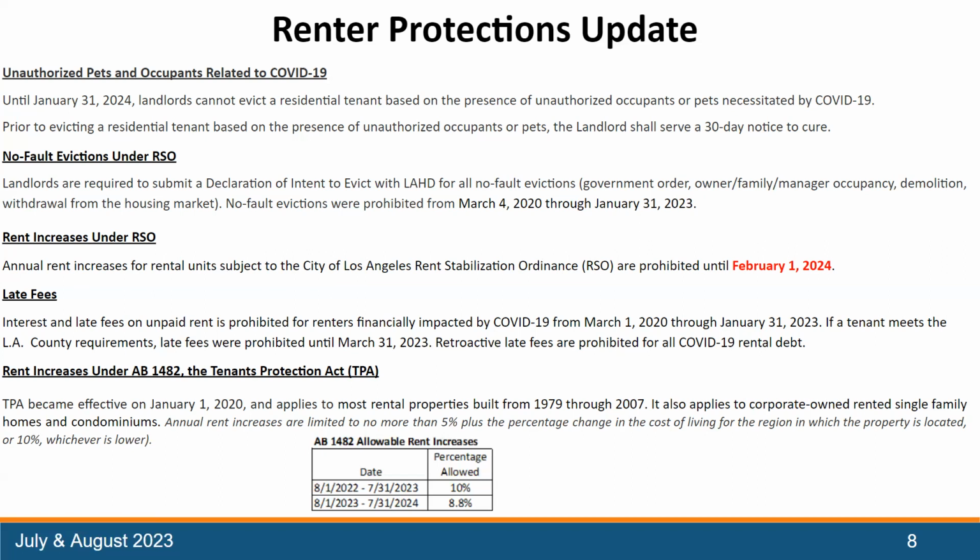Rent increases under Assembly Bill 1482, the Tenants Protection Act, which became effective on January 1st, 2020, apply to most rental properties built from 1978 through 2008. Here you will see the maximum annual rent increase allowed under AB 1482. They are annual rent increases that are limited to no more than 5% plus the percentage change in the cost of living for the region in which the property is located, or 10%, whichever is lower.